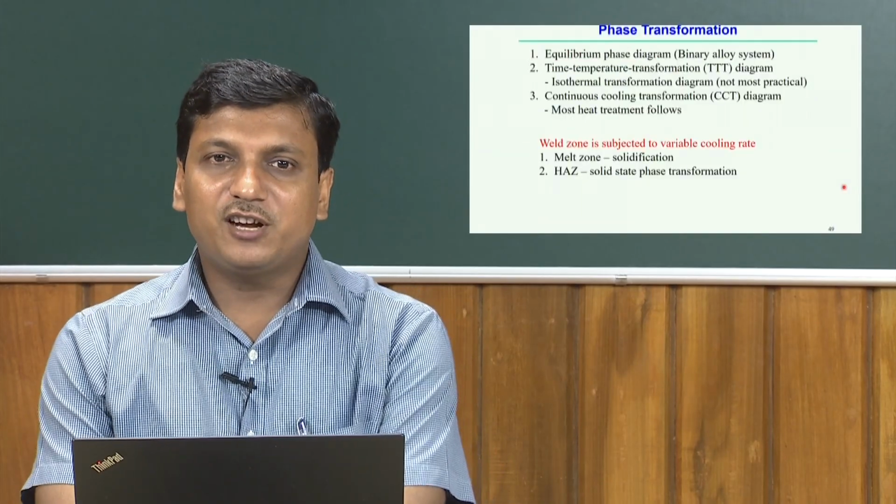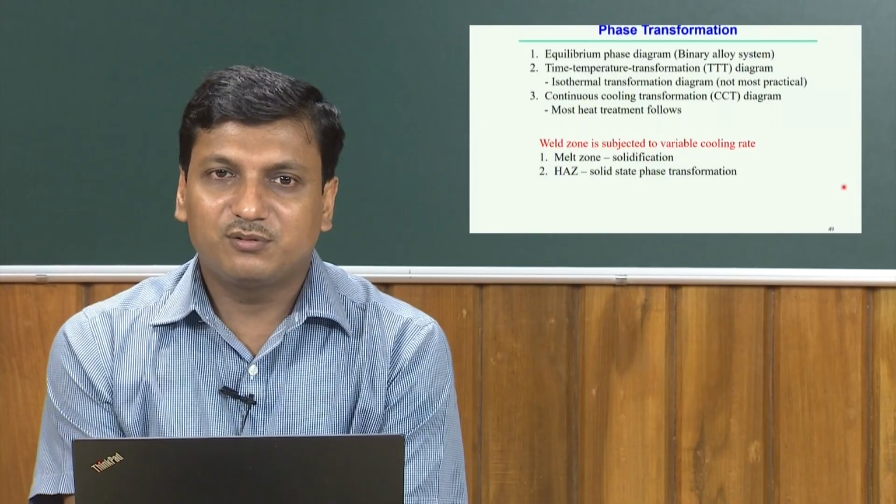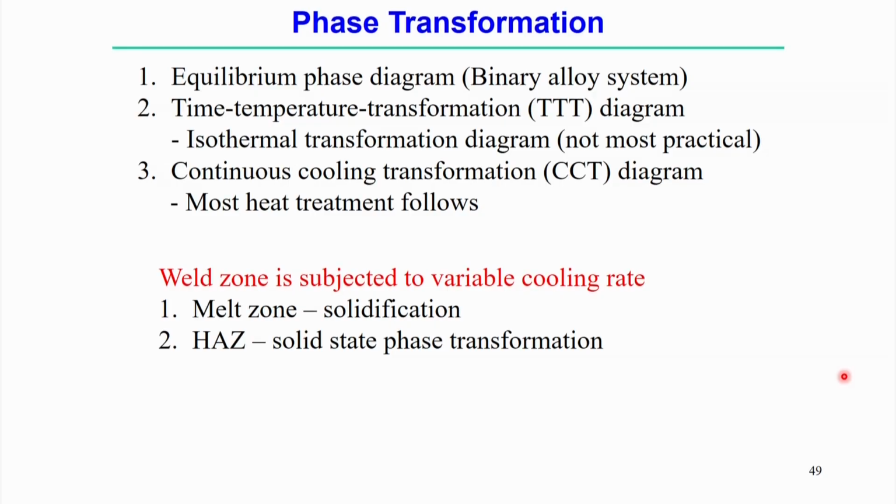Now, come to the next topic, that is phase transformation. We will look into some overall idea of phase transformation, and it is very specific to the welding process and to a few materials. We have some idea about phase transformation; there are 3 different ways we represent the diagram of phase transformation in the case of metallic materials.